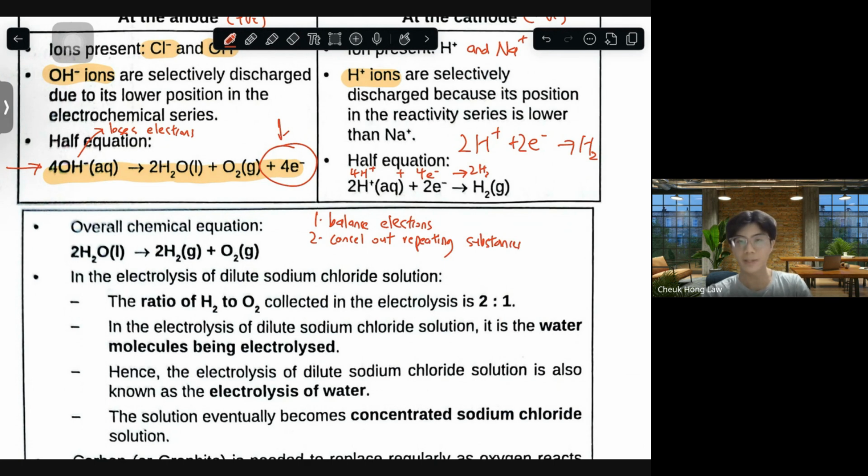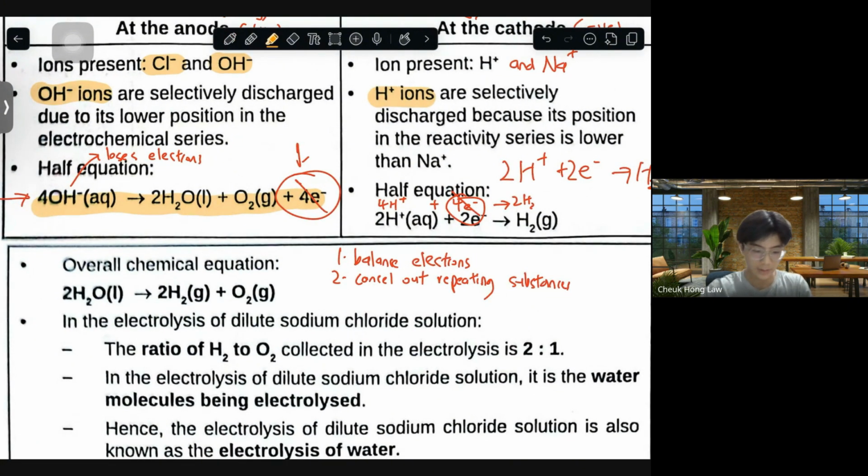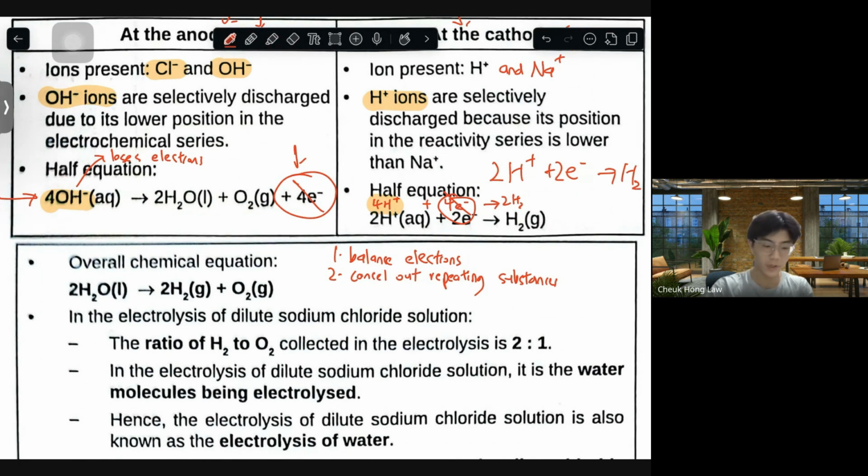You want to cancel out repeating substances in both half equations. For example, electrons that are repeating. Here I have 4 electrons, here I have 4 electrons, so I cancel out. Then if you realize, I have 4H plus here, 4OH minus here. When I combine these two, it's the same thing as 4H2O. So I have another repeating substance because here I have 2H2O, here I have 4H2O. So if I cancel and cancel, I'll be left with 2H2O on the left-hand side.